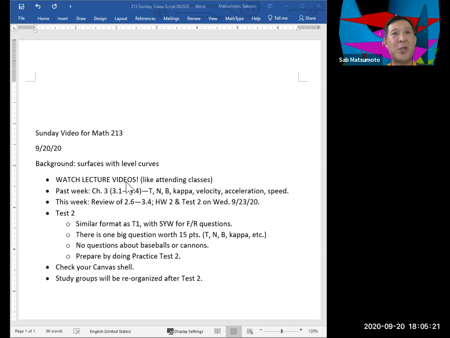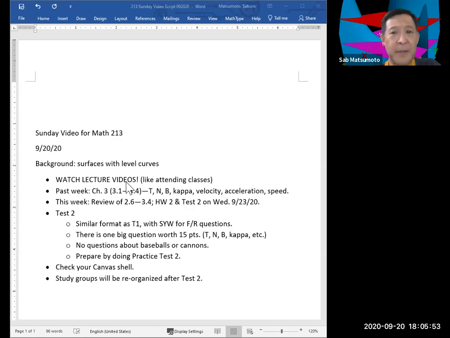So in chapter 3, this is the past week, you were supposed to watch the videos for the 4 lessons, 3.1, 3.2, 3.3, and 3.4. So you had the unit tangent vectors, the principal unit normal vectors, then binormal, kappa for the curvature. Of course, you know how to find the velocity and acceleration, as well as the speed, which is the norm or the magnitude of your velocity. All right.